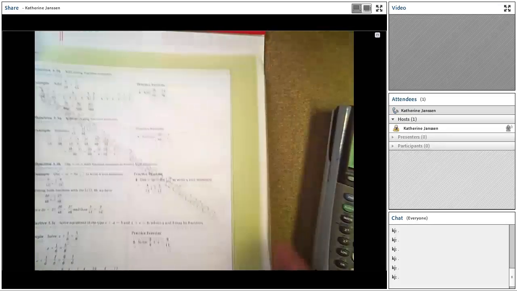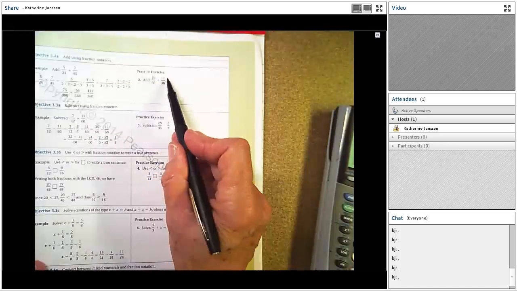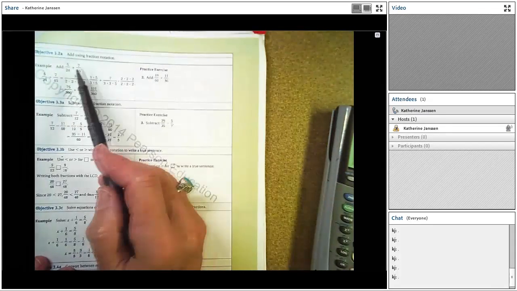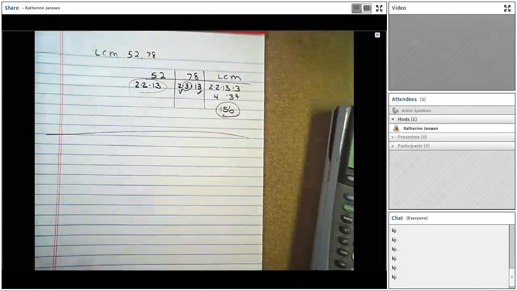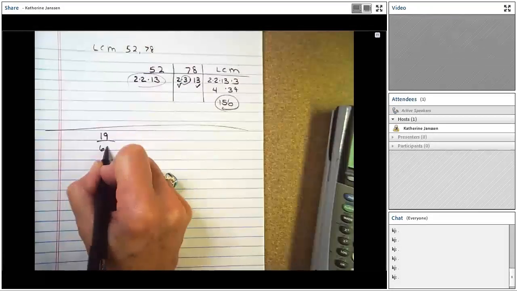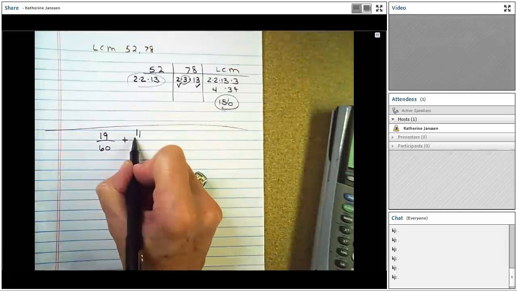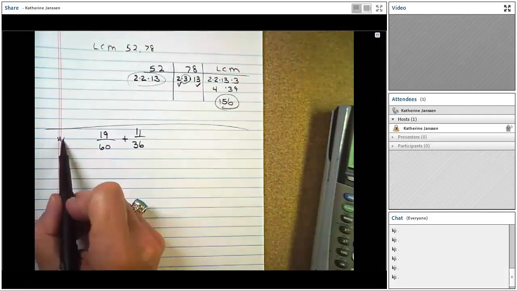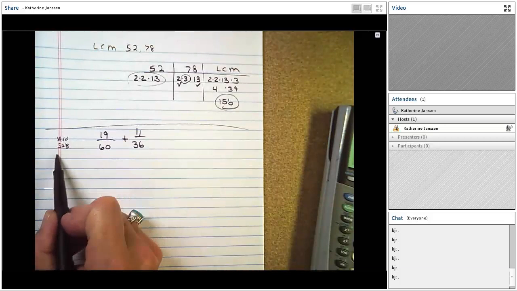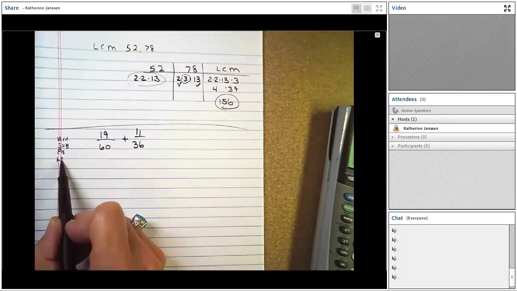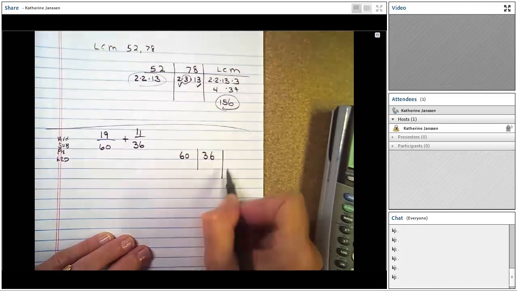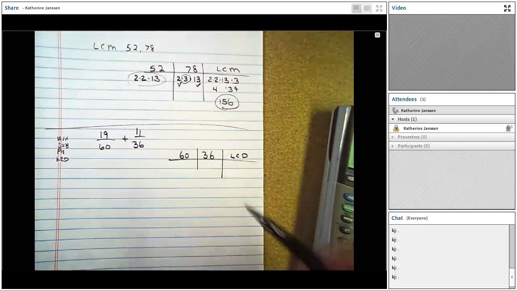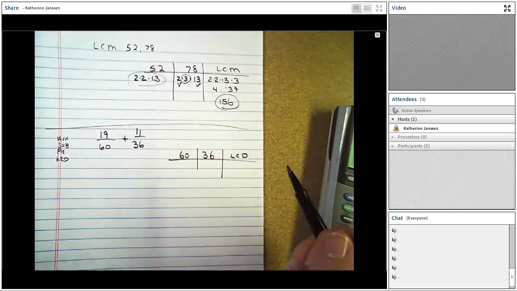Next, we're asked to add 19/60ths plus 11/36. And again, our sample is worked out for us on our left-hand column. So we're adding 19/60ths plus 11/36. And to add or subtract, have to think about the piece of pie. We're going to need a least common denominator. So again, we'll build our table, 60, 36, and our least common denominator. We're looking for a number that both 60 and 36 go into evenly.